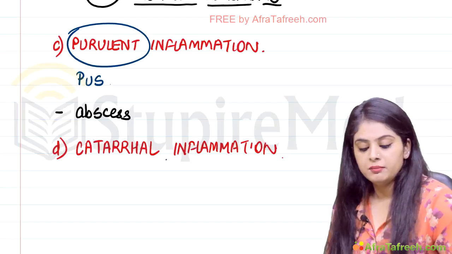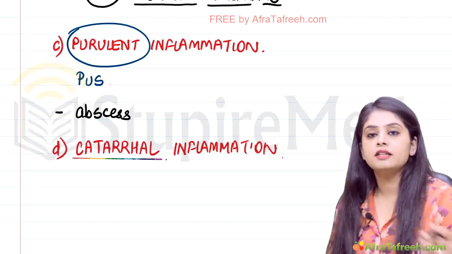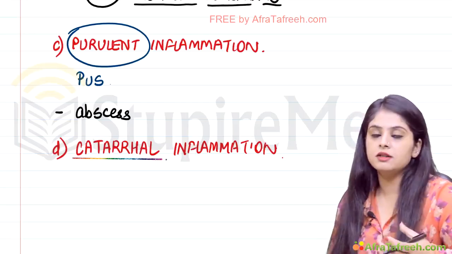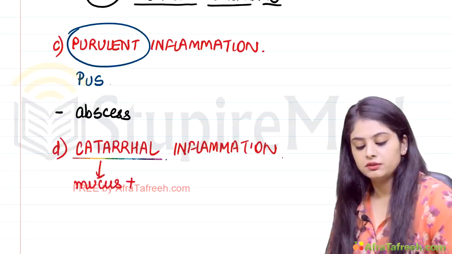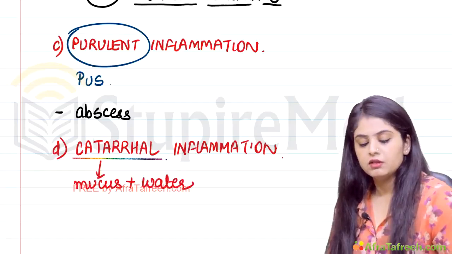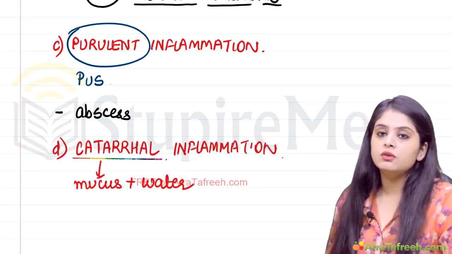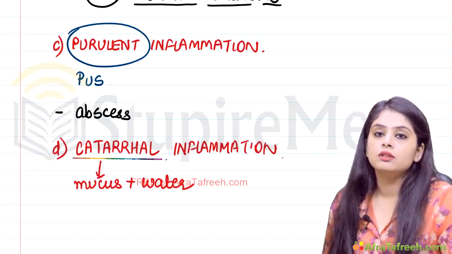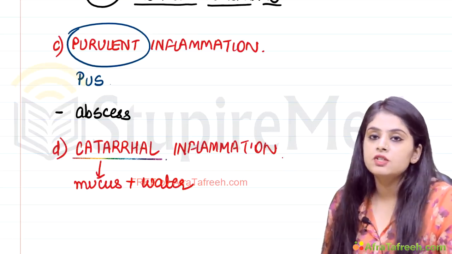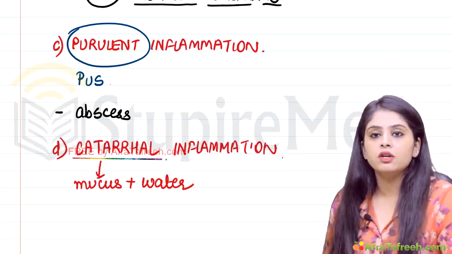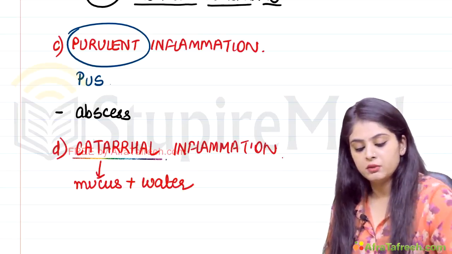Now, let's simplify this. Catarrhal: if I tell you the meaning of this term, you'll automatically know which example I'm talking about. Catarrhal basically means mucus plus water. So yes, you can now easily identify it in the common cold. In common cold, what is the nature of the secretion? It is mucus and water. So the best example that we can give over here is common cold.